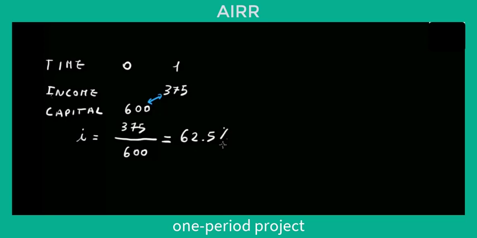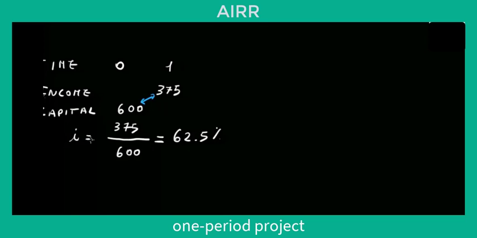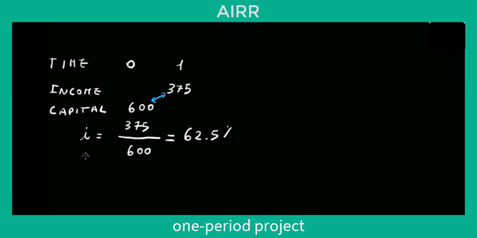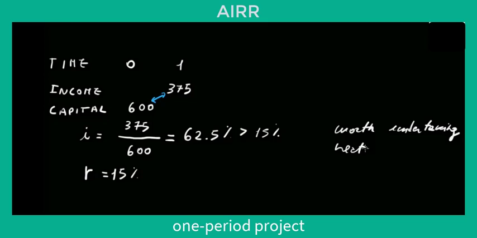Now, is this 62.5% a good rate of return? Is the project worth undertaking? It depends on the cost of capital. Suppose that investors might invest the same amount of capital in the security market and that the market rate is 15%. In this case, 62.5% is greater than 15%. That means that the project is worth undertaking. We can also say that the project creates value.